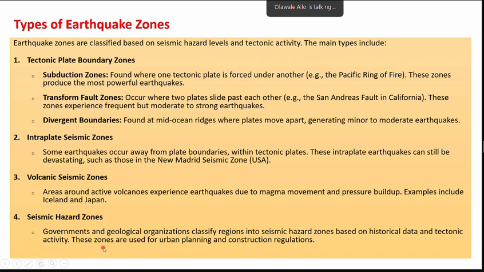These zones are used for urban planning and construction regulation. Because if you don't classify those as seismic hazard zones, you might go and build your house, your company, or your estate on a place that is prone to earthquakes or seismic hazard.